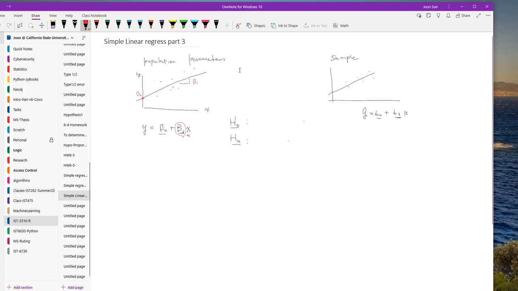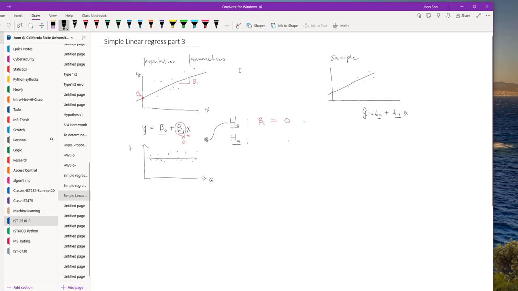In this case, there's no effect between x and y. That means the slope is 0, then there's no relationship. If this is 0, what it really means is this: this is the population, this is x and y, so we have population data, many millions of points. And if beta 1 is 0, then the slope is 0. So basically you have this flat line, and as you can see, there's no relationship between x and y. So that's the null hypothesis.